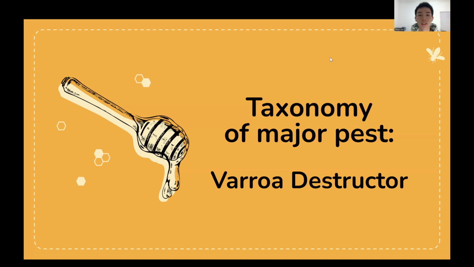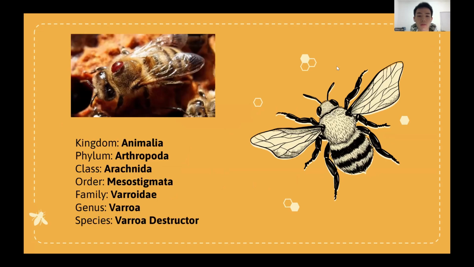Hello, I am Jeffrey, and today I will be talking about the taxonomy of major pests in apiculture, the Varroa destructor. It is a parasitic mite that has become the most significant pest affecting honeybees. Varroa destructor has a reddish-brown color with a flattened oval body shape approximately 1.1 millimeters long and 1.5 millimeters wide, as shown above in this picture.